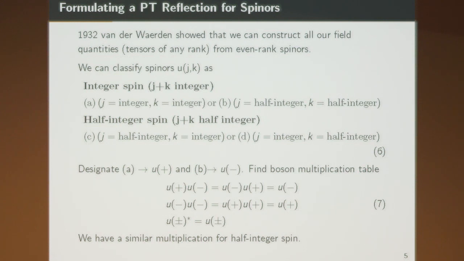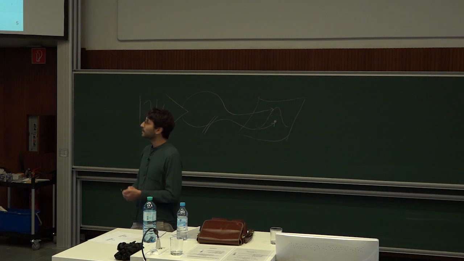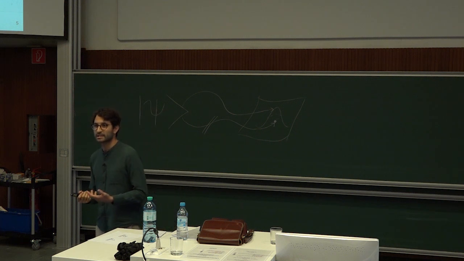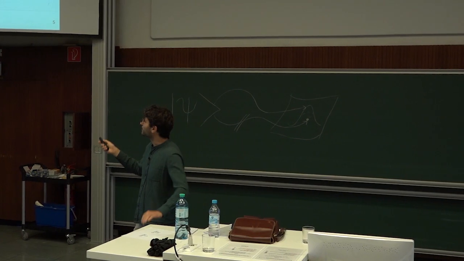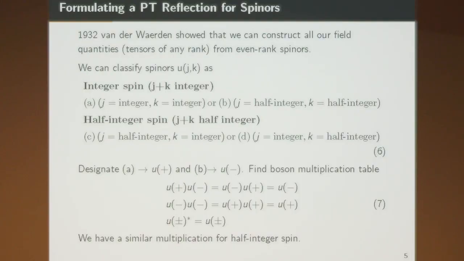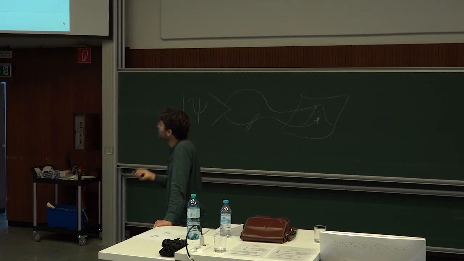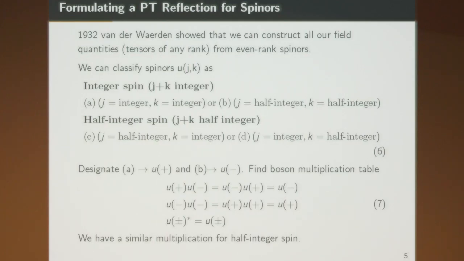So in 1932, van der Waerden had shown that we can compose tensors of any rank, that we can write all our field quantities in terms of spinors, in terms of irreducible representations of the Lorentz group, which I label as U_JK. And so J plus K integer is going to correspond to boson fields and half integer to fermion fields. If for the moment we focus just on bosons, then designating A, so J integer, K integer, by U plus, and B by U minus, by Clebsch-Gordan decomposition, we're going to get a multiplication table like here in 7.